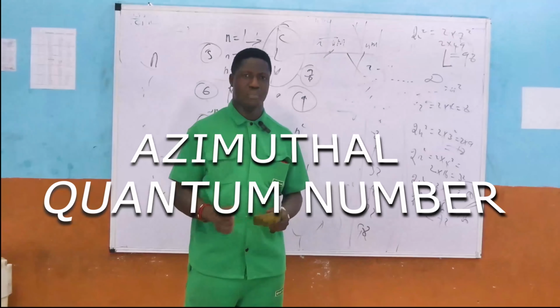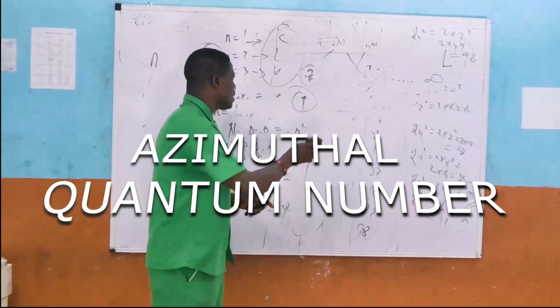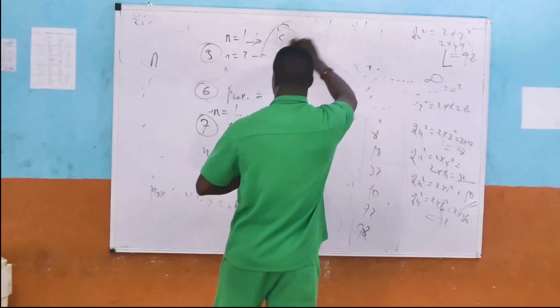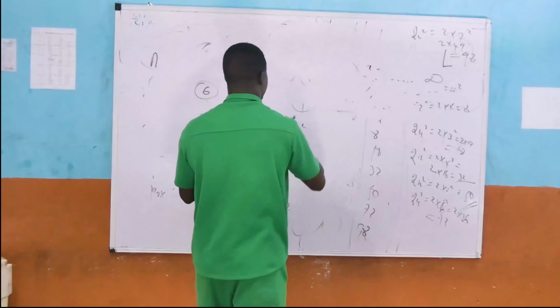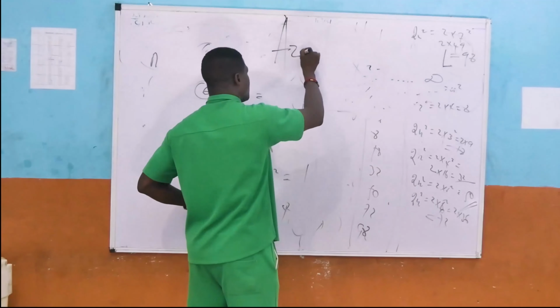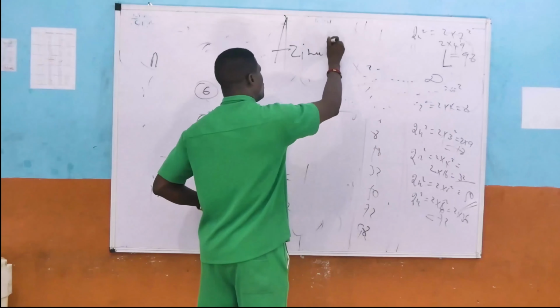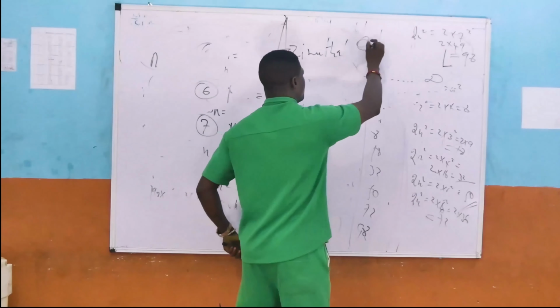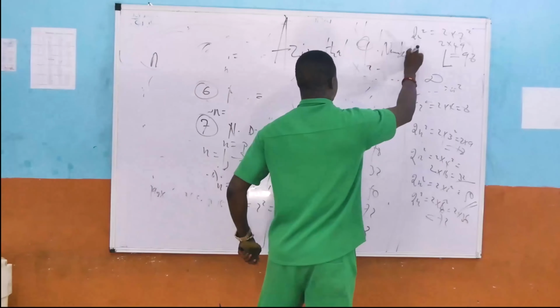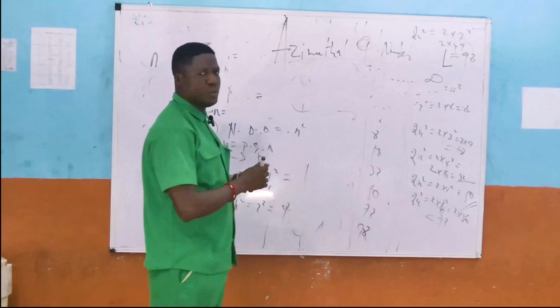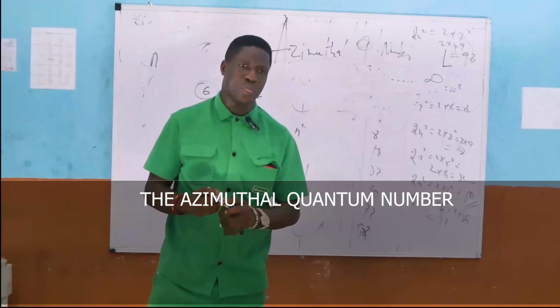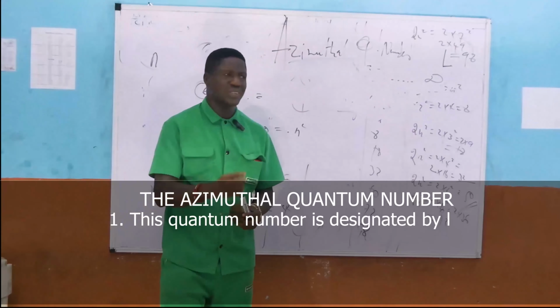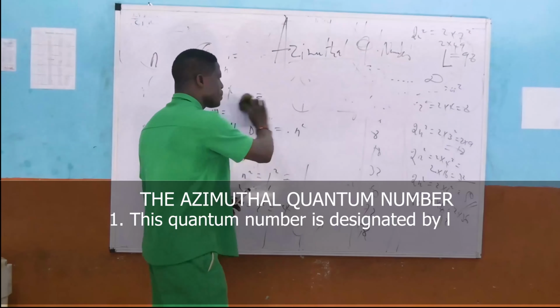The azimuthal quantum number. Very important. What is it all about? Here is the basic information you need to know concerning the azimuthal quantum number.